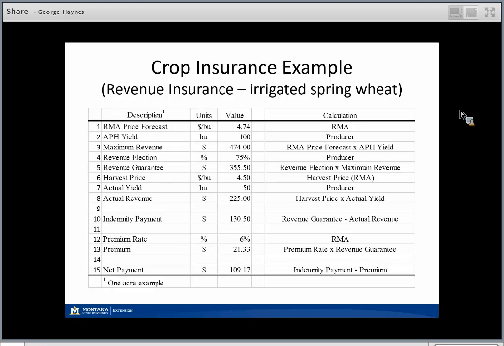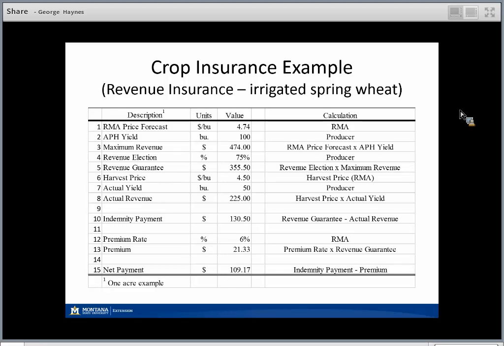The other thing that plays into this, and it plays in differently depending on what insurance policy you have, but let's say that the harvest price is $4.50. It wasn't 474. We overestimated. The actual yield on our operation was only 50 bushel to the acre rather than 100. So the actual revenue that we generated was only $225. Keep in mind that we thought we were going to get 474, and we only bought coverage for 355, but we ended up well below that at 225.